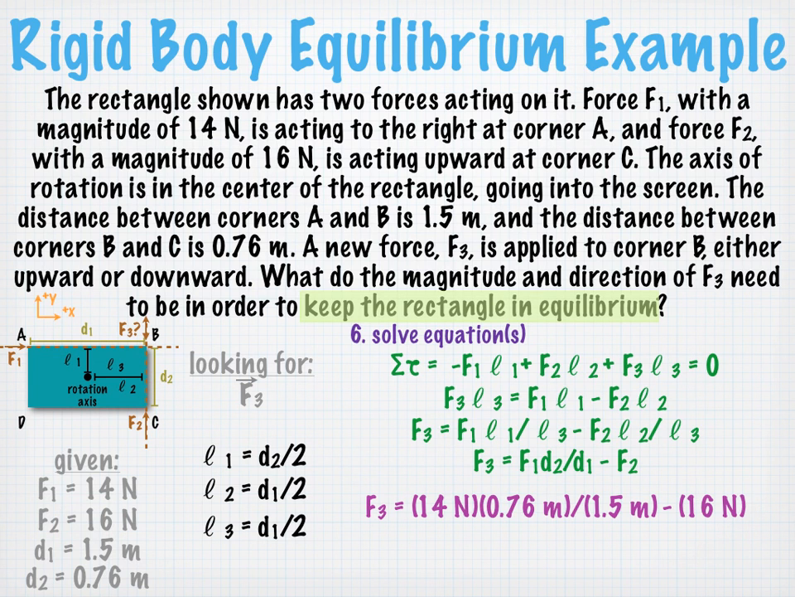And finally, we can use our calculator to solve, getting a value of minus 8.9 newtons. Remember, getting a negative value for this force means that it's directed in the minus y direction, which is downward. So our final answer for the third force is 8.9 newtons downward.